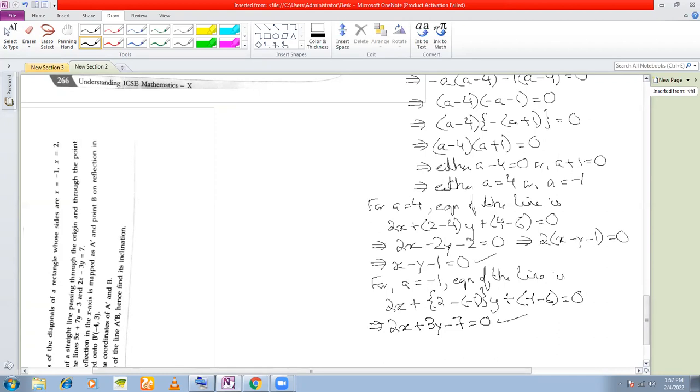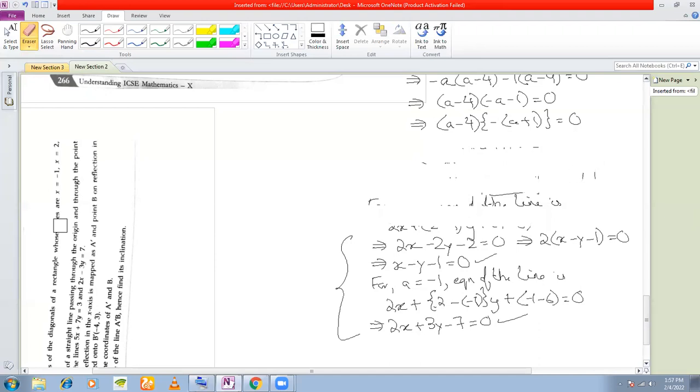So these two are your answers. These two are the equations of the line such that a, b, c all are collinear. And what is the value of a for which these are collinear? Either a is equal to 4 or a is equal to minus 1. So this completes the second part of your question. Okay, so let's move to the next question.